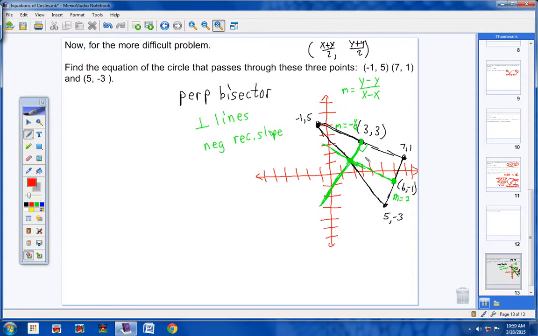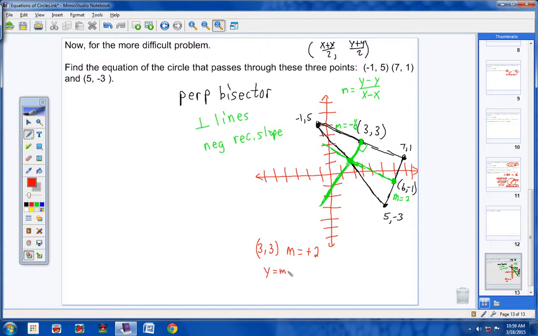This green line. Now, I know a point on this line is 3, 3. A point on this line is 3, 3, correct? I also know the slope of this green line. The slope of this green line is the negative reciprocal of this slope here. So I have negative 1/2. Change the sign, it's positive. Flip the 1/2 and you get 2. So I can very quickly write the linear equation for this.